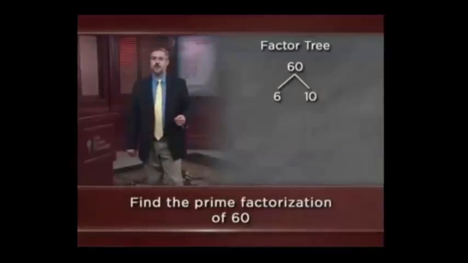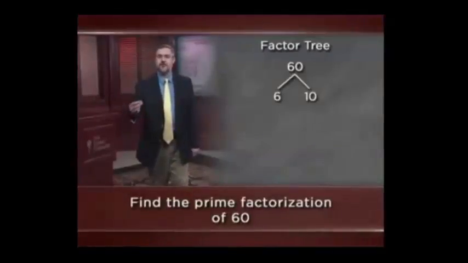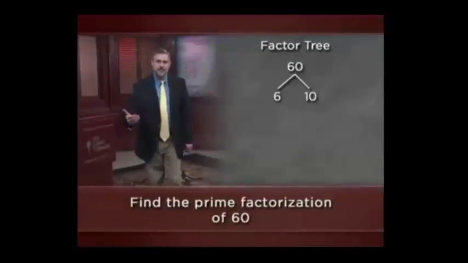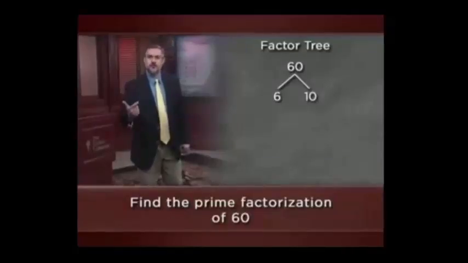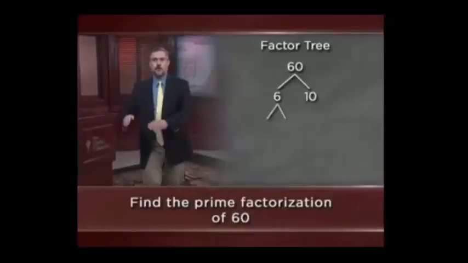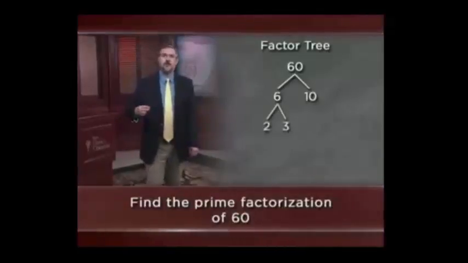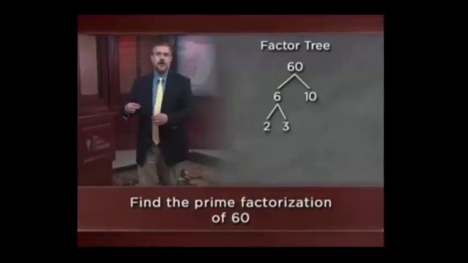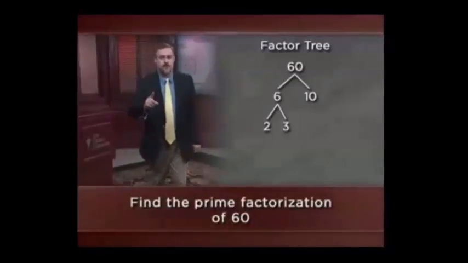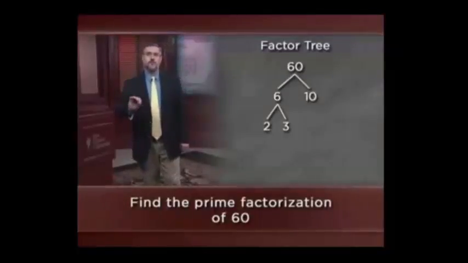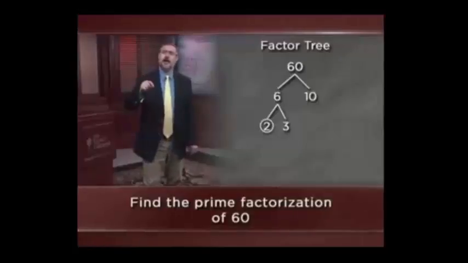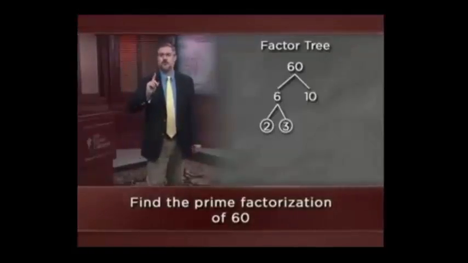And now we ask this question: can the 6 be factored some more? In other words, is the 6 prime or is it not prime? Well, 6 can be factored more. We can write it as 2 times 3. So under the 6, we draw 2 more little lines, putting a 2 at the end of one of those lines and putting a 3 at the end of the other. Now, the 2 and the 3 are primes, so we can stop working on that part of the picture. In fact, I like to put a little circle around the 2 and a little circle around the 3 because they're primes.